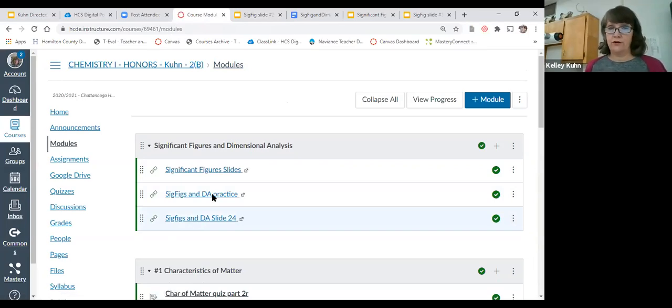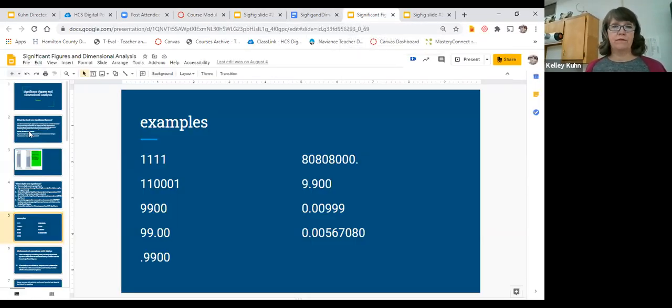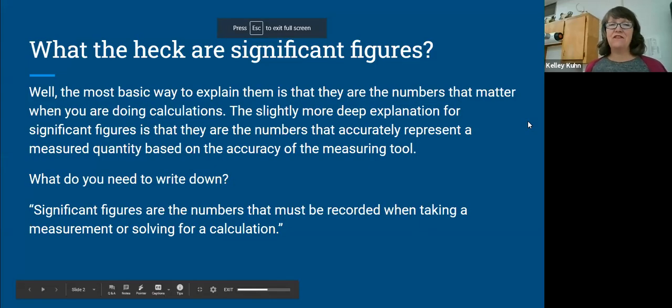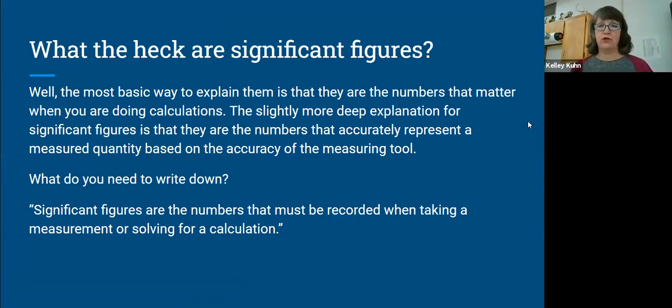The slides are here if you want to see them yourself, but I'm just going to go ahead and project them up here for a minute. So, what the heck are significant figures? Significant figures are the numbers that matter when you're doing calculations. In other words, they're the numbers that accurately represent a measured quantity that you have taken, whether it's in a lab setting or in real life.